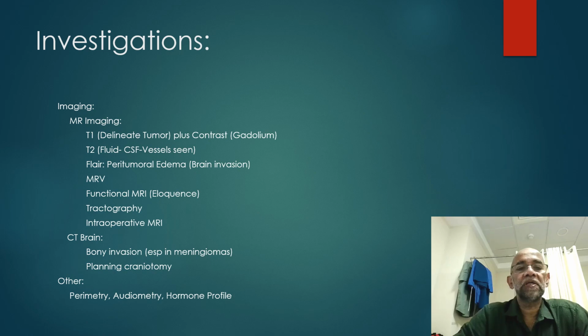The most important imaging modality is MR imaging. Each MR sequence has got a distinct value. T1 weighted images delineate the tumor. When we give contrast, it shows us the degree of breakdown of the blood-brain barrier. T2 weighted images show CSF as white, so vessels are very clearly seen. FLAIR, or fluid attenuated inversion recovery images, show peritumoral edema. Peritumoral edema is an indicator of brain invasion, which is a marker of malignancy.